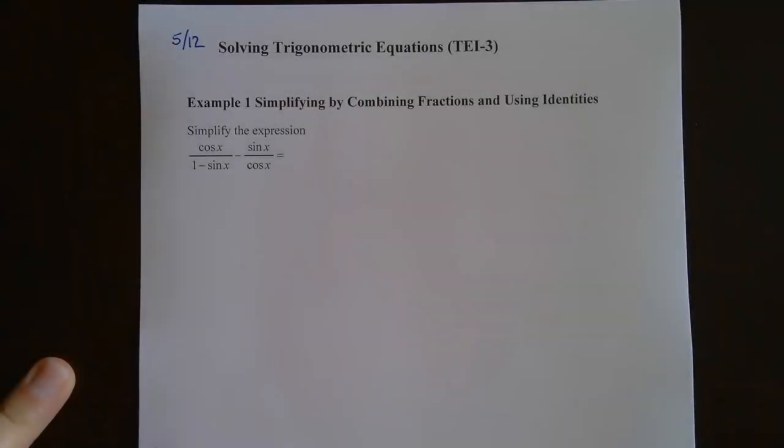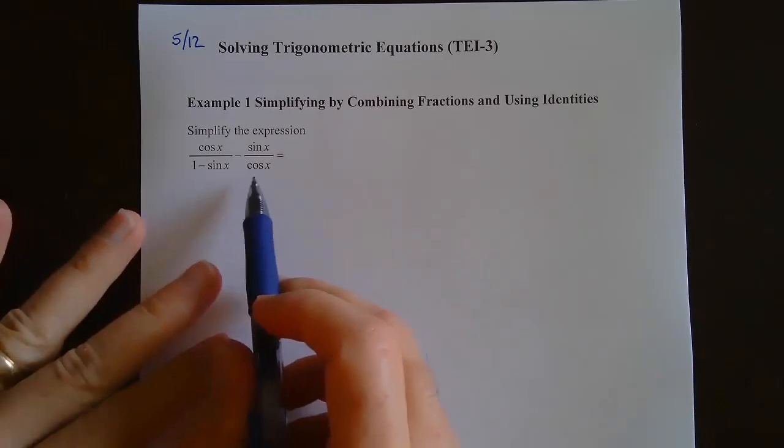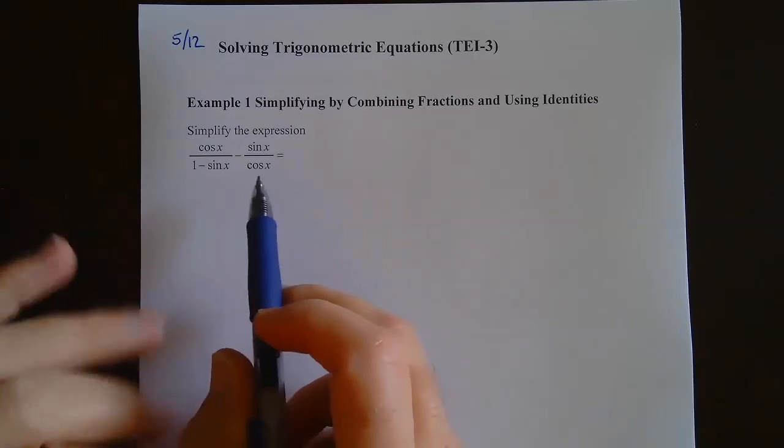Today is May 12th, and we're going to solve trig equations, okay? And it's TEI 3 today, all right? So the first example is simplifying, combining fractions, and using identities. So what we want to do is simplify this. We're not going to get into the solving quite yet, okay?